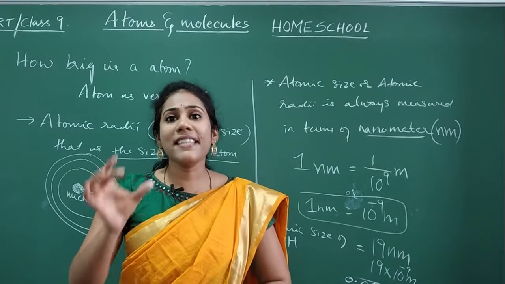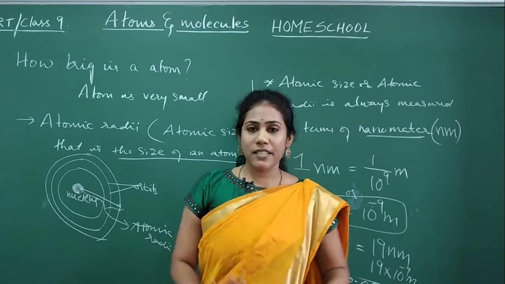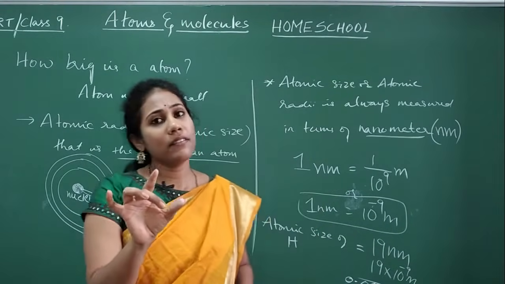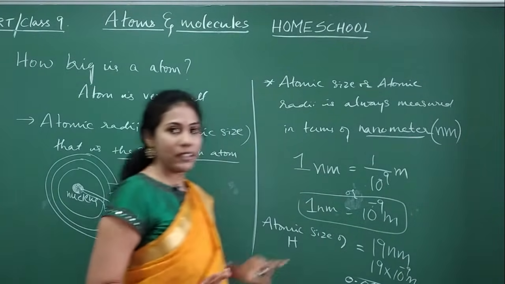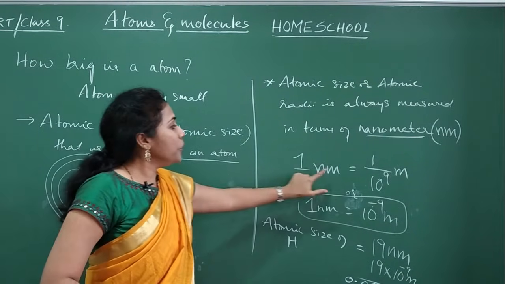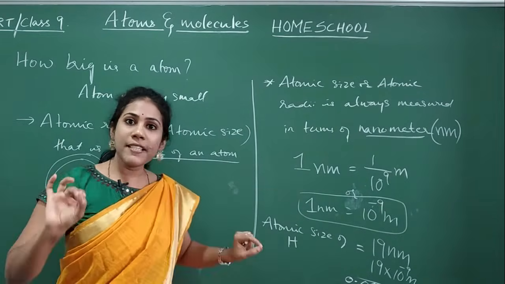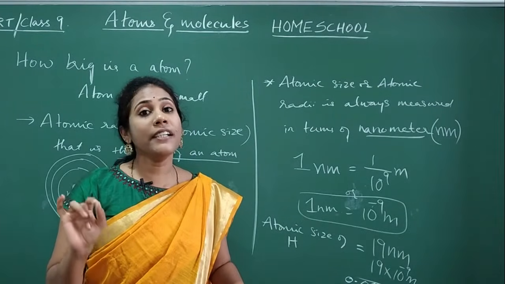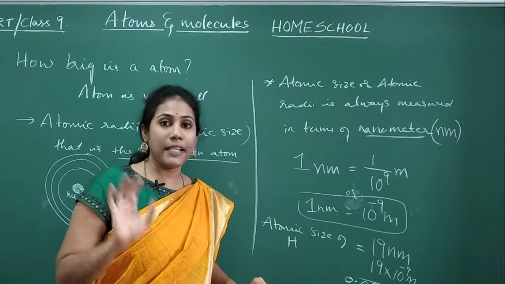The size of the atom we call by the term atomic radius, and that atomic radius is always measured in terms of nanometer. It is a very small digit: 1 nanometer is equal to this many meters. So this much you should keep in your mind. Fine. Now let us go on to studying the symbols for atoms or elements.